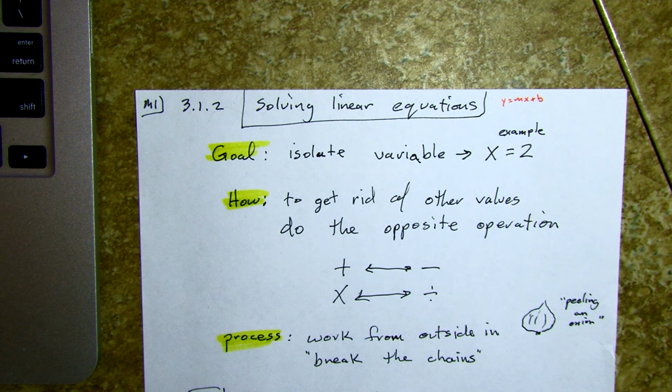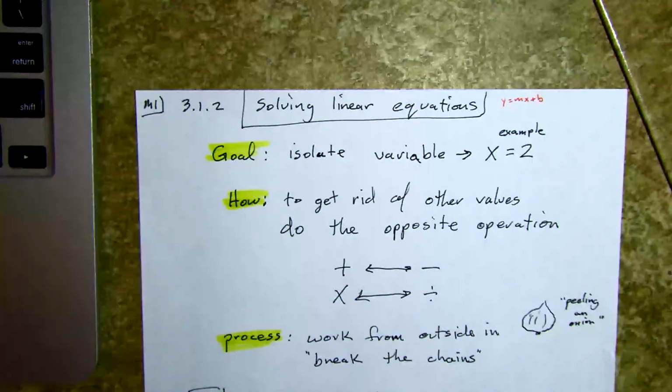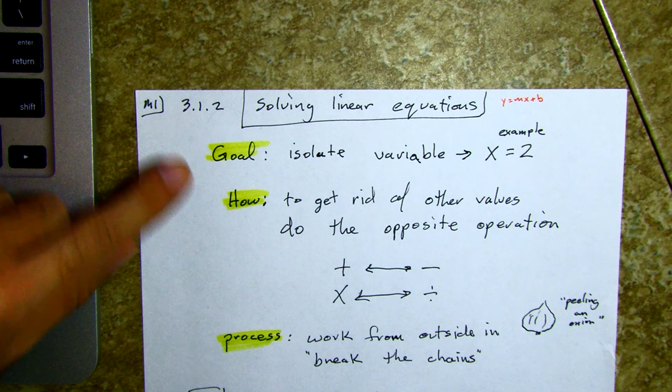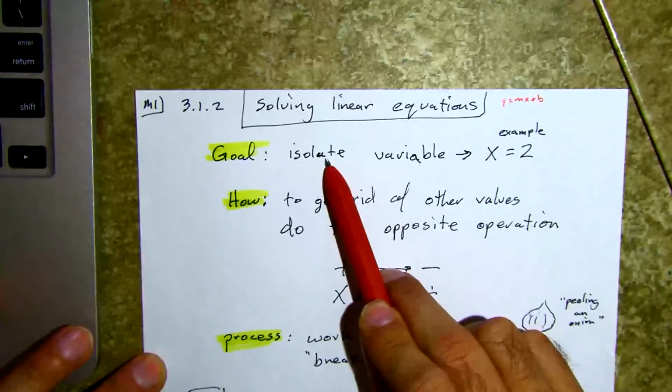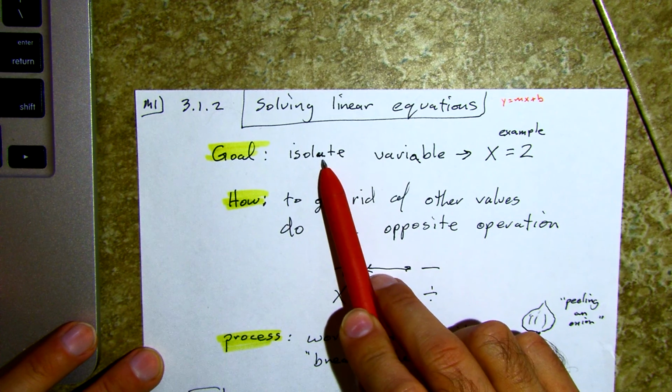And there's a process that you'll follow every single time that I think we break down first by looking at our goal, how we do it, and then the process. So the goal of solving an equation is to isolate, right? Get it by itself, isolate the variable.